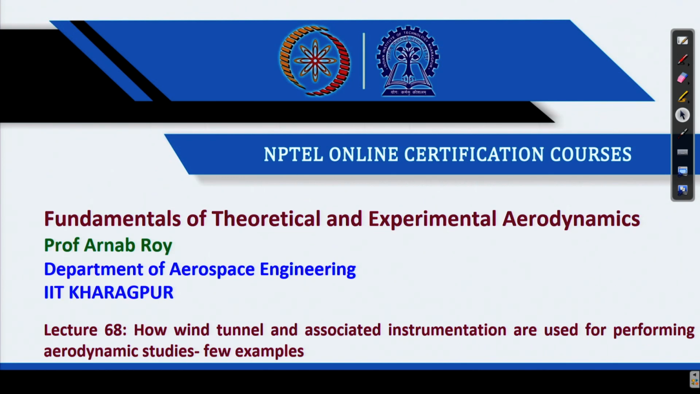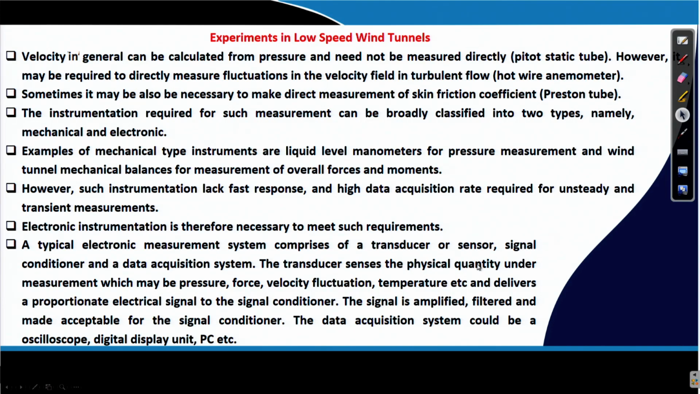In this lecture, let us discuss how to use different kinds of instrumentation to perform aerodynamic studies with some very few simple examples associated with low speed as well as high speed tunnels. Let us begin with low speed wind tunnels.